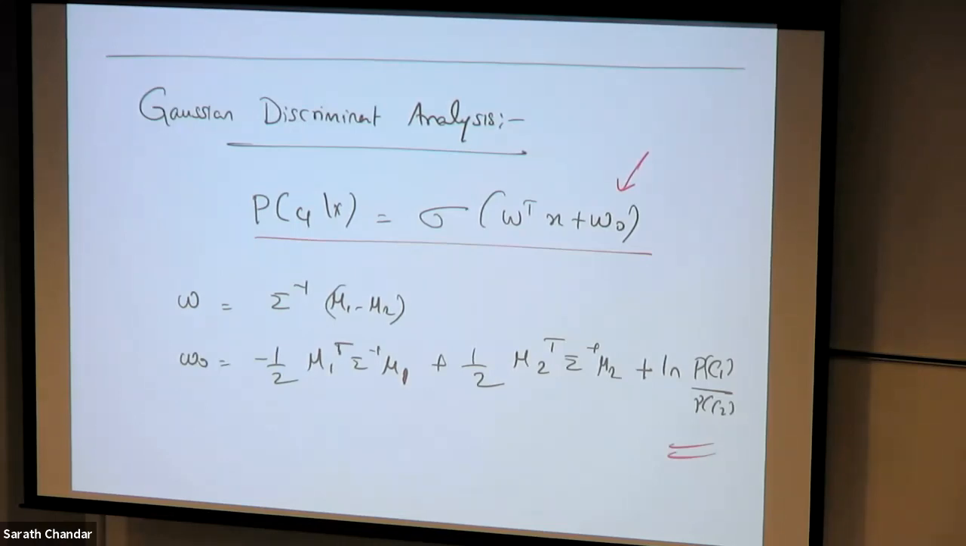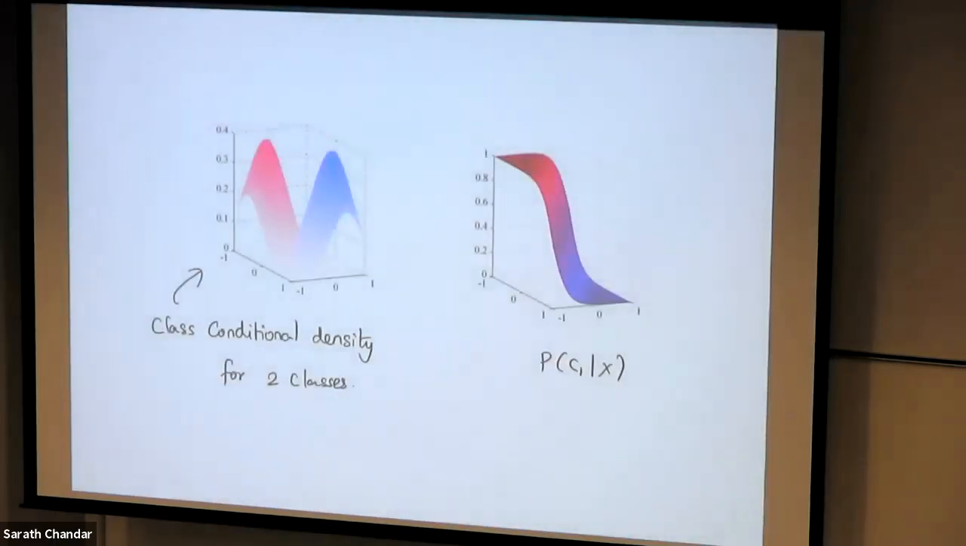Okay, so now let us look at an example. Here is an example where I have the class conditional densities for two classes. Based on the right side, this should be C1. So this is P of C1 given X, and the blue is P of C2 given X. Sorry, these are densities, right? So this is P of X given C1, and this is P of X given C2.